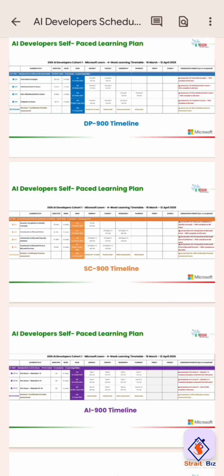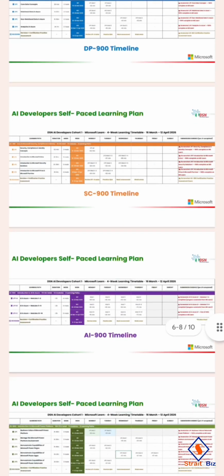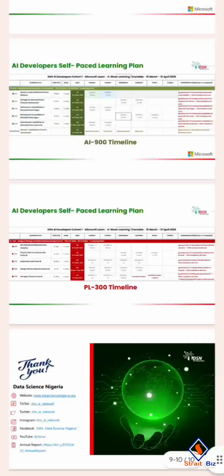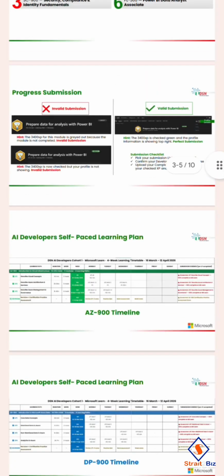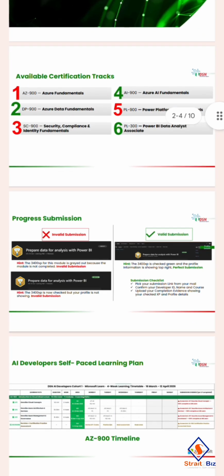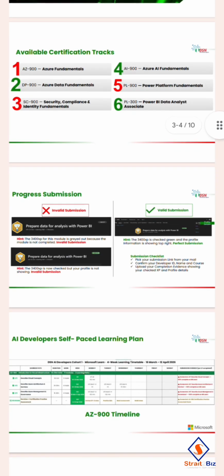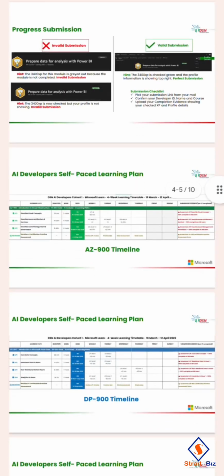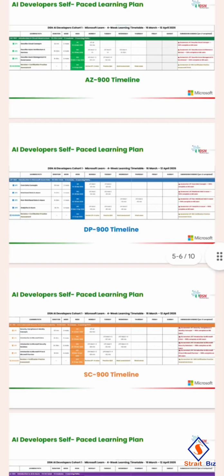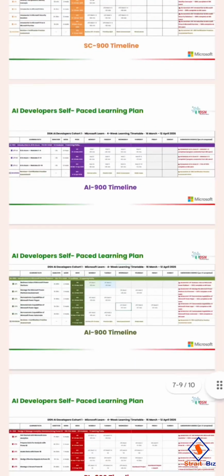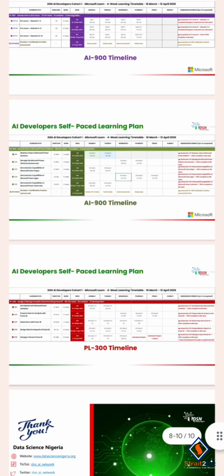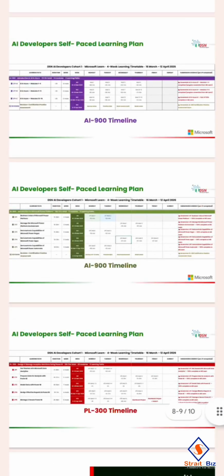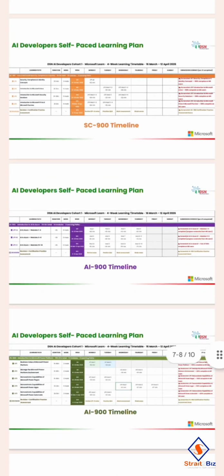Each of these is the plan for each of the courses. So you scroll down to the one you're doing. I'm using AI 900, so I'm going to scroll to AI 900. Let me be sure that AI 900 is Azure AI Fundamentals. I hope there's no mistake for this particular one.